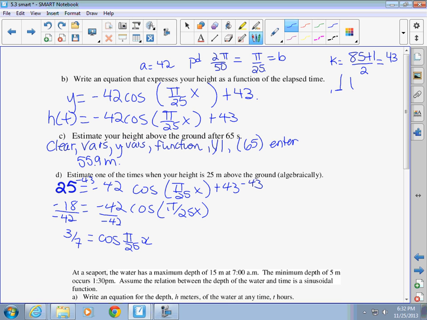Really that x should have been a t right here also, because we're using height and time instead of x and y, but same difference. To get (pi over 25)x by itself, we need to get rid of this cos, so we have to do the inverse cos. So cos inverse of 3 over 7 is equal to pi over 25 times x.